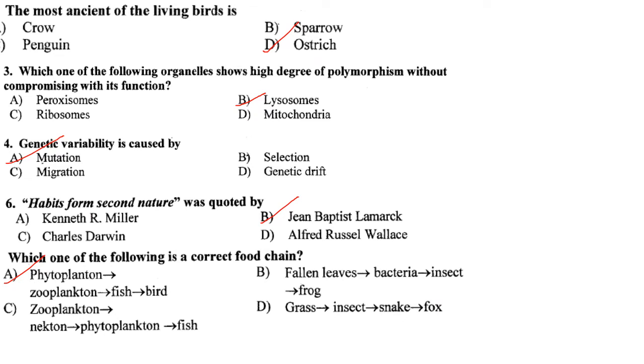Then the first question. The most ancient of the living birds is... Out of these, the most ancient is ostrich. Answer is option D. Which one of the following organelles shows high degree of polymorphism without compromising with its function? It is the lysosome that is showing high degree of polymorphism.